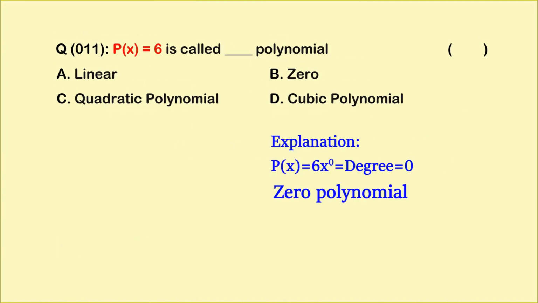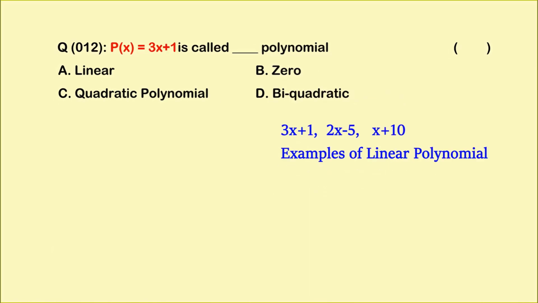Question number 11. P of x is equal to 6 is called dash polynomial. So it is said to be a 0 polynomial because it has the degree 0. So P of x is equal to 6 is said to be a 0 polynomial. So the right answer is B. Question number 12. P of x is equal to 3x plus 1 is called dash polynomial. As you know, 3x plus 1, 2x minus 5x plus 10, like these polynomials are said to be linear polynomials. So the right answer is A.